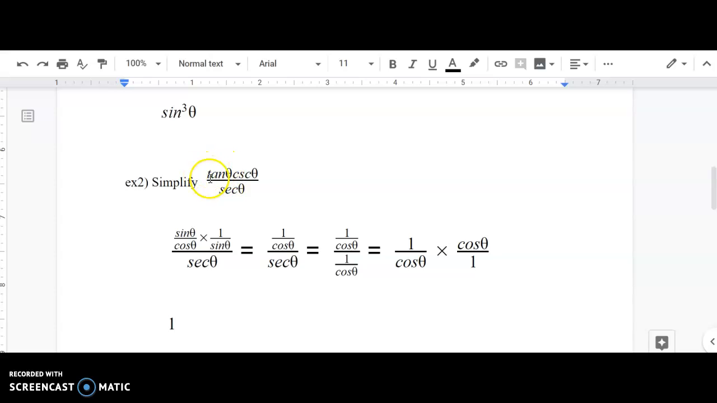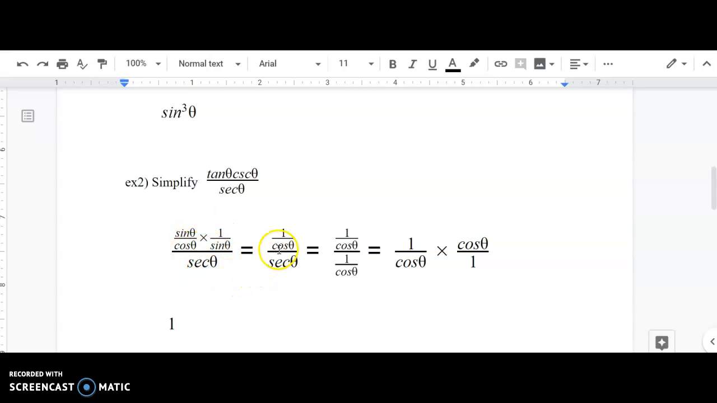Another example would be tangent of theta times cosecant of theta over secant of theta. Looking back, you know that tangent of theta is equal to sine of theta over cosine of theta, and cosecant of theta is equal to 1 over sine of theta. And when you rearrange that, you could get sine of theta over cosine of theta times 1 over sine of theta, over secant of theta.